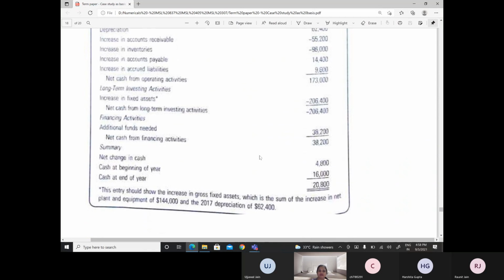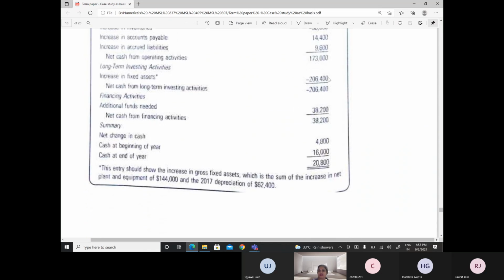Then we have long-term investment activities, which is basically the increase in fixed assets that we are looking at. This is 206,400 negative. Financing activities, we have nothing. Additional funds that is needed is 38,200. So net cash from financing activities would be 38,200. So the net change in cash has been 4,800. The cash at the beginning of the year was 16,000, and hence the cash at the end of the year will be 20,800, or this will be the closing cash balance.